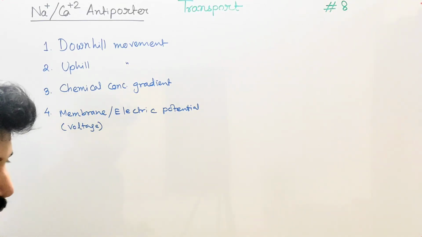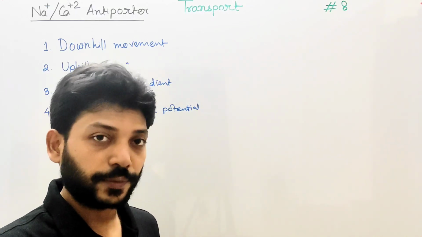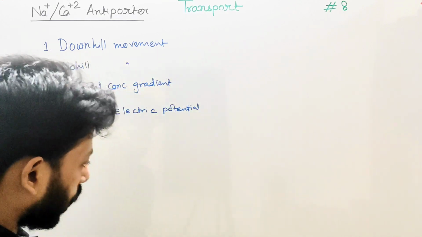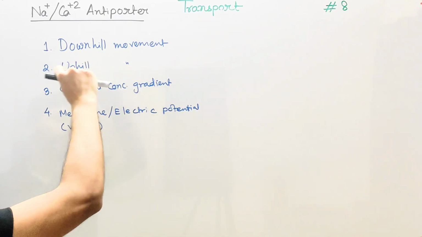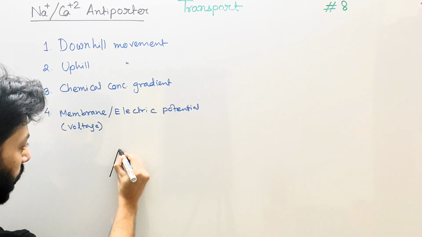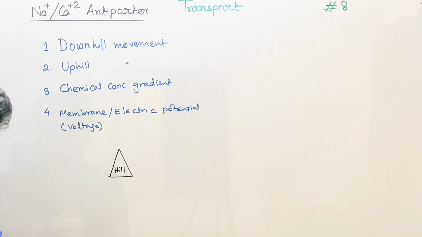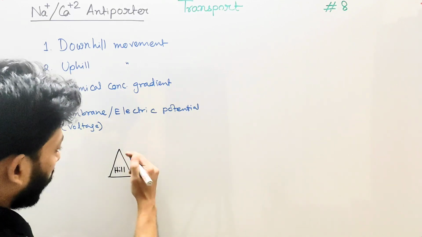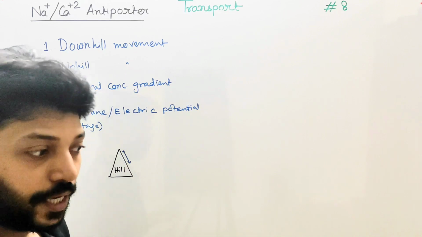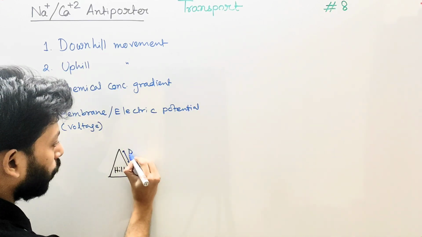So at first we have to understand these 4 important points, then we will understand the mechanism of sodium calcium antiporter, how it works. At first I will discuss what is downhill movement and uphill movement. Suppose this is an example of a hill, and we know that if someone tries to come down from a hill, it feels easy, it requires less energy and less effort, so we call it downhill movement.